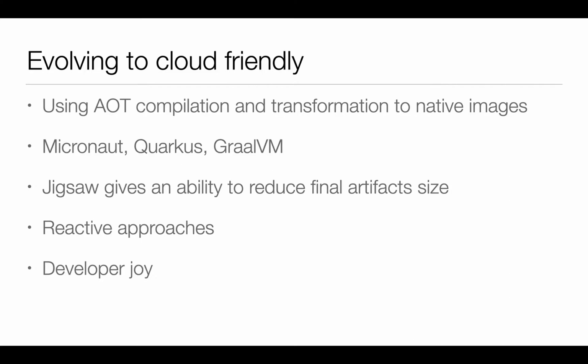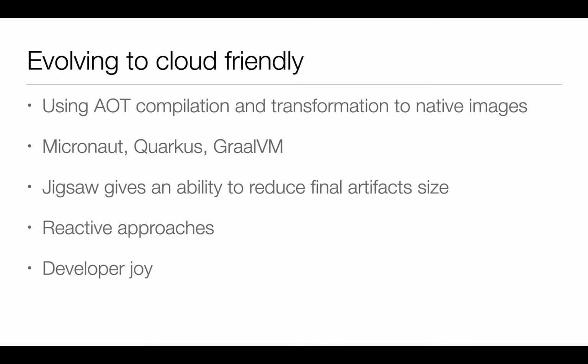So, for example, we can use ahead of time compilation and transform our artifacts to native images, which will significantly reduce size and reduce the startup time. We have frameworks such as Micronaut, Quarkus, and you will hear about that at this conference as well, which are based on GraalVM, which gives the ability to compile your images or artifacts into a native image. And Jigsaw also gives the ability to reduce final artifact size, so a modular approach, where you can put in your application just what you need, and the reactive approaches as well, which I explain further, and developer joy.